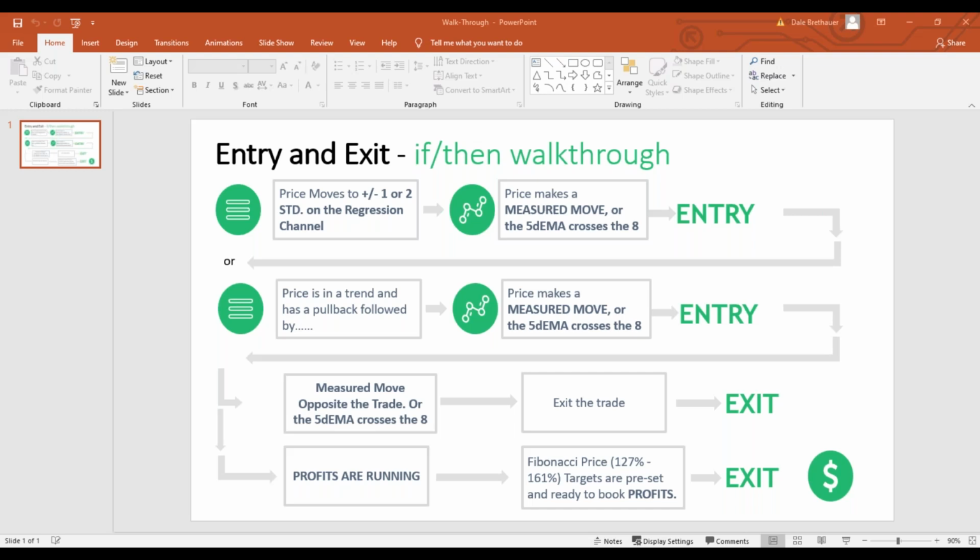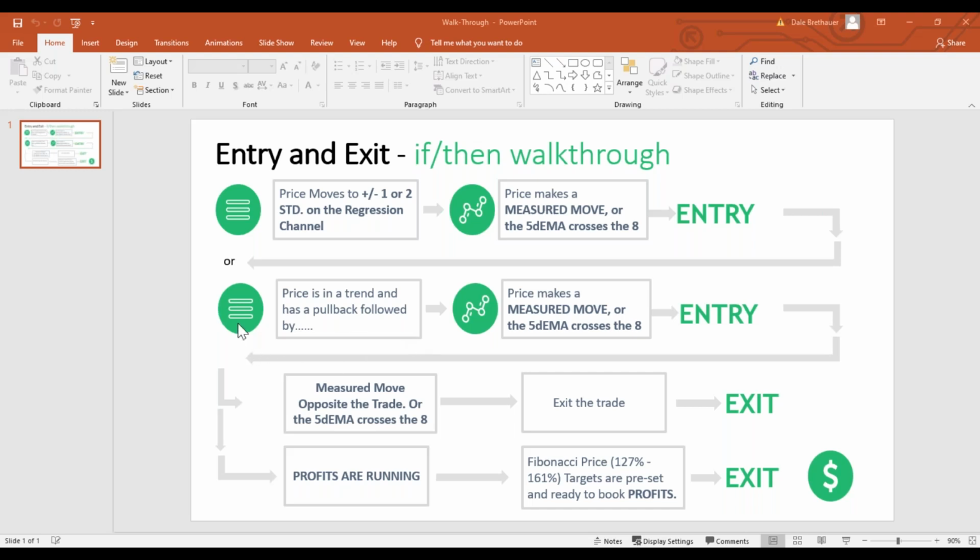And we're looking for a confirmation of that, either with a measured move or the 5-day exponential moving average line crossing the 8. For a bullish move, we're looking for it to cross above. And for a bearish move, we're looking for it to cross below.